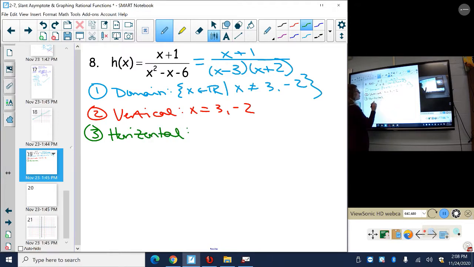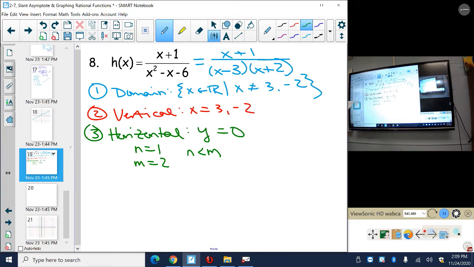So my horizontal: the degree of the numerator is 1, the degree of the denominator is 2, so n is less than m. When n is less than m, you're going to have y equals 0. Then that brings us to number 4. I can't have a slant and a horizontal, so since I have a horizontal, my slant is none.